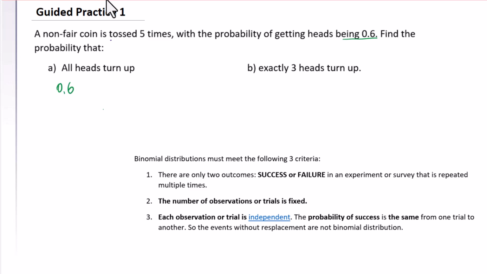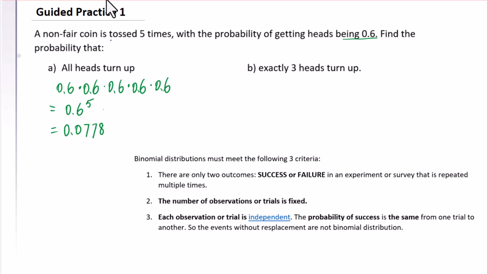The probability of getting heads the first time is 0.6. Second time, 0.6. Third time, 0.6. Fourth time, 0.6. Fifth time, 0.6. Equals 0.6 to the fifth power, which equals 0.0778.